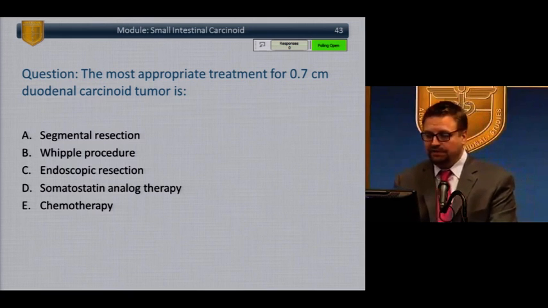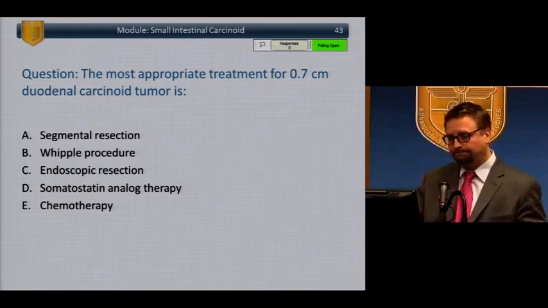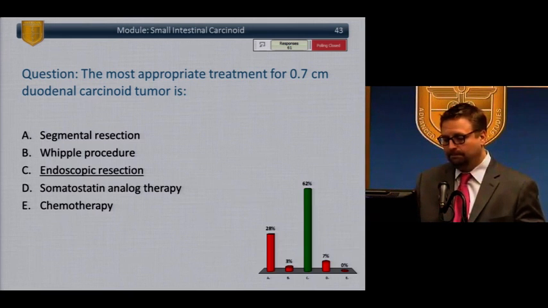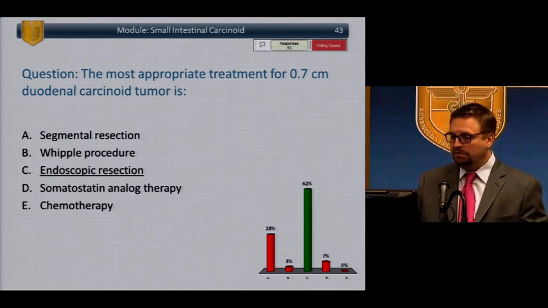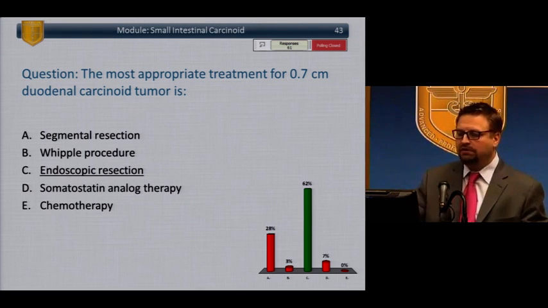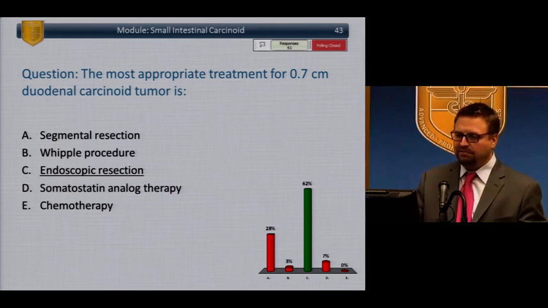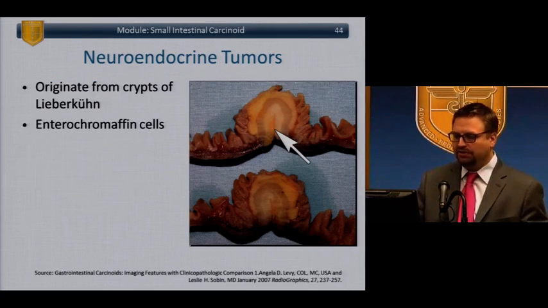Okay, 5 more seconds. Okay, great. So most people answered C, endoscopic resection. So for a small, and definitely less than 1 centimeter is considered small, endoscopic resection would be the best choice.